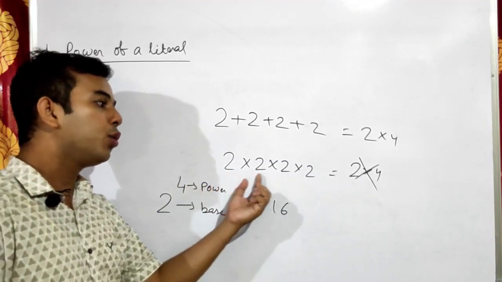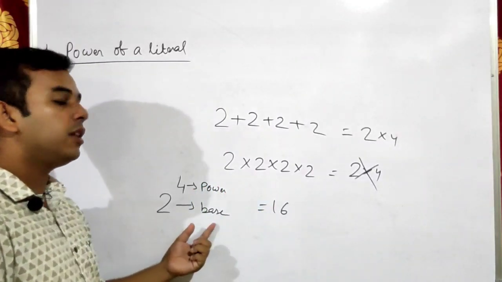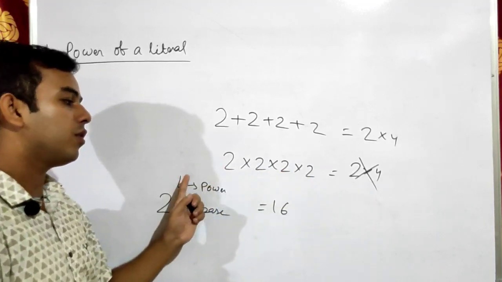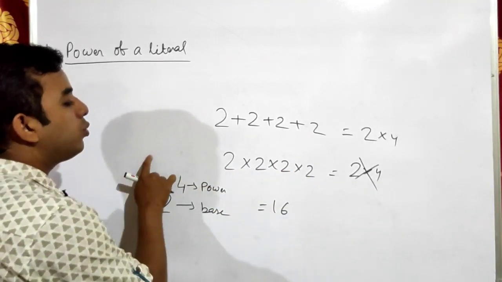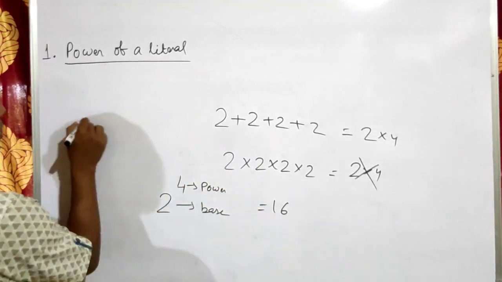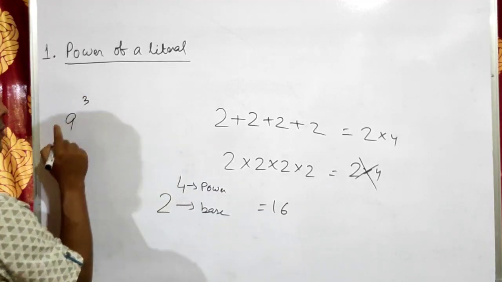So look here, the number 2 is multiplied, so 2 is written in the base, and how many times is it multiplied? Let's check. 1, 2, 3, 4. Clear? So 2 to the power 4 means 2 into 2 into 2 into 2. For example, 9 to the power 3. What does 9 to the power 3 mean?